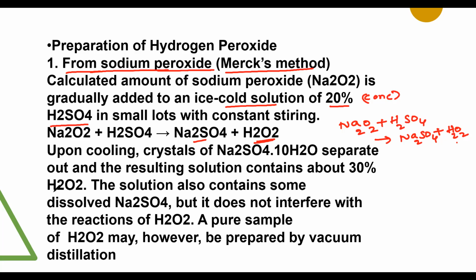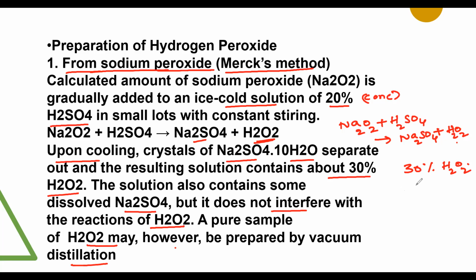Next, we have the second one. Upon cooling, crystals of sodium sulfate separate out and the resulting solution contains about 30% of hydrogen peroxide. This is 30% concentrated hydrogen peroxide solution. The solution also contains some dissolved sodium sulfate, but it does not interfere with the reactions of hydrogen peroxide. A pure sample of hydrogen peroxide may, however, be prepared by vacuum distillation.